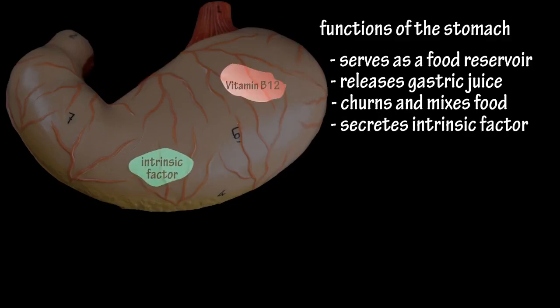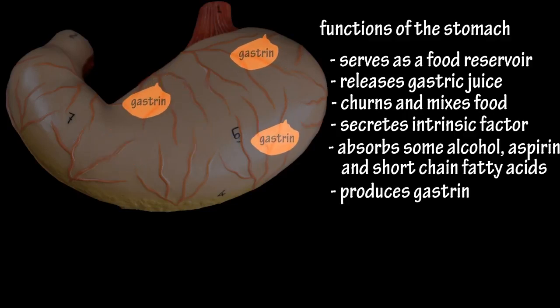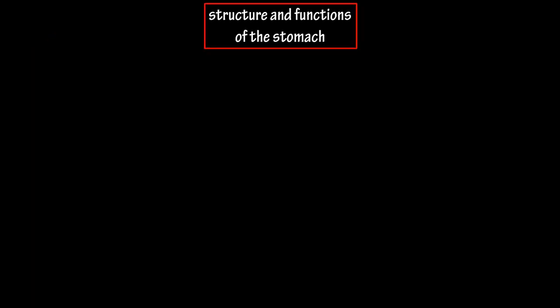It secretes intrinsic factor, which protects vitamin B12 molecules, which are important in cell metabolism. The stomach absorbs some alcohol, aspirin, and some short-chain fatty acids. And the stomach produces gastrin to help regulate digestive functions. And that's the basics on the structure and functions of the stomach.